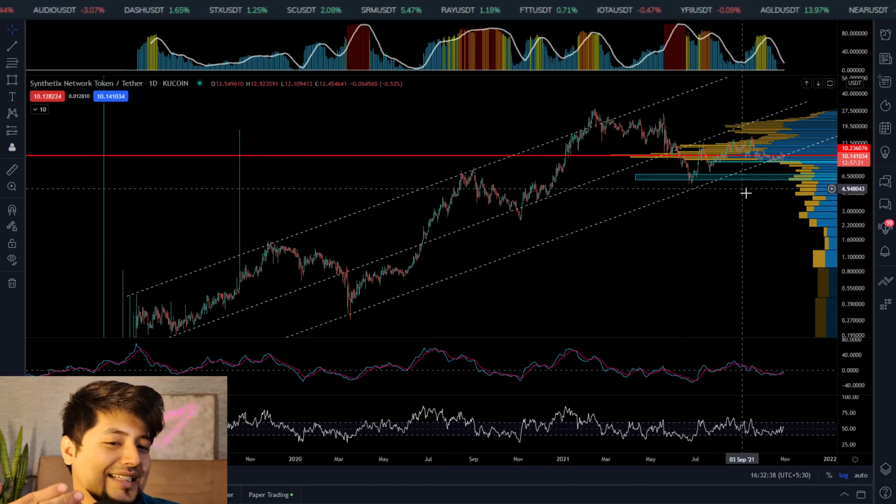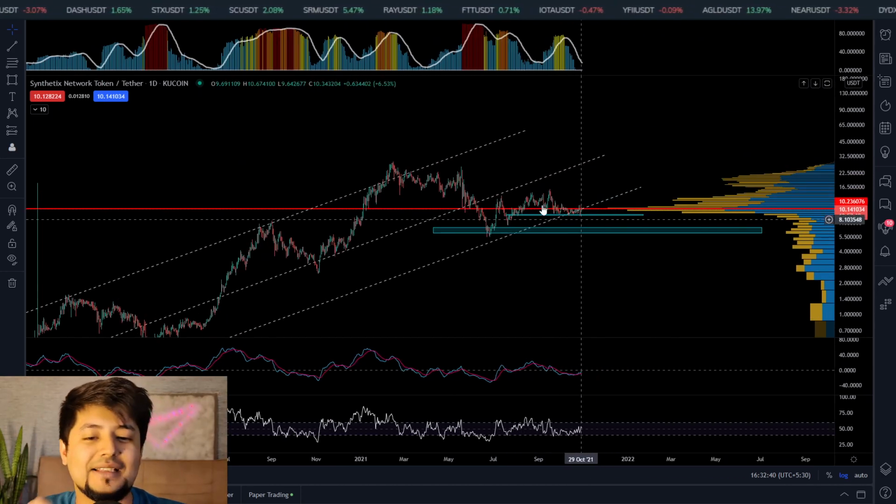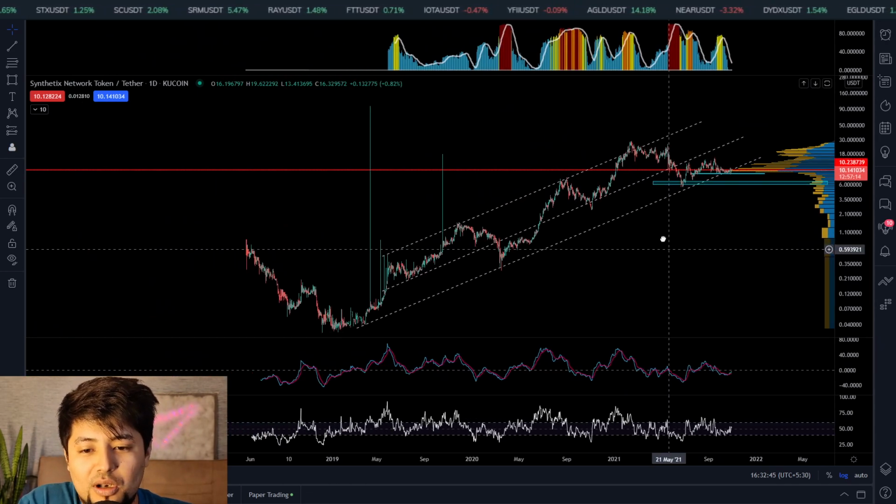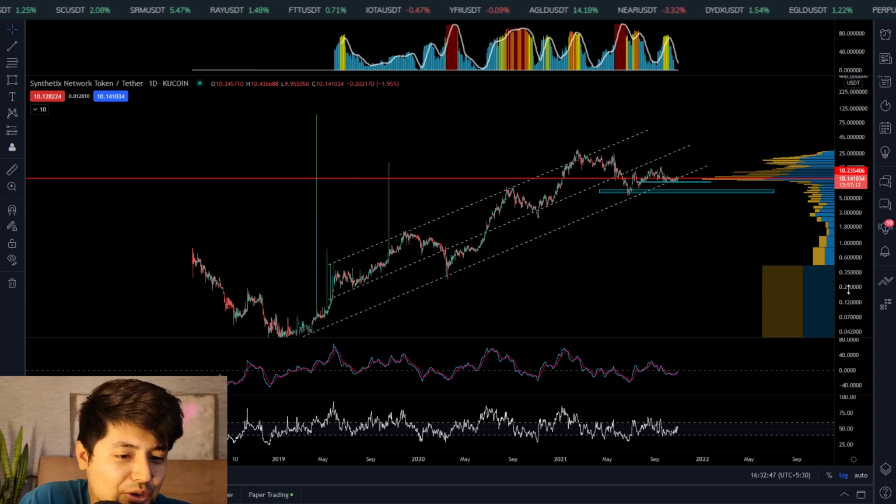Which is why we can see these patterns repeating on Synthetix again and again, guys. Similar situation, similar kind of thing could happen right here. Now, this is all, let's say, the long-term perspective that we're talking about right here.